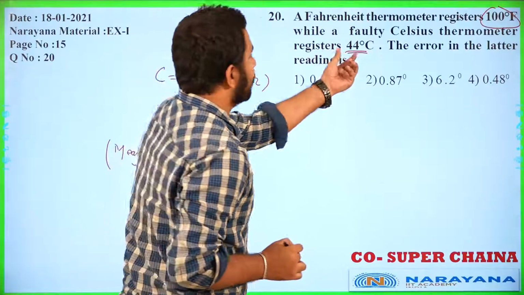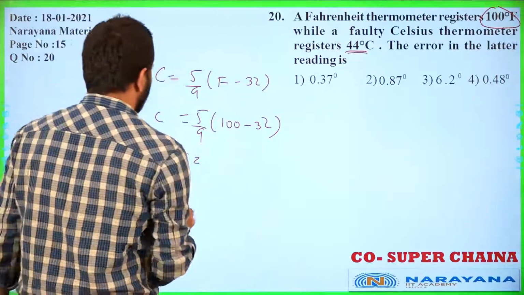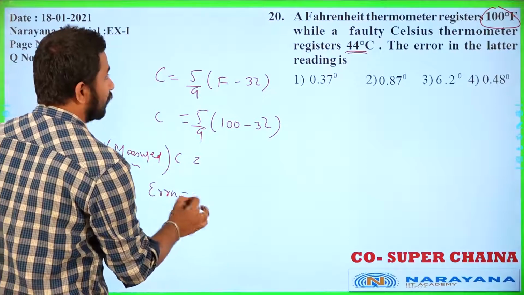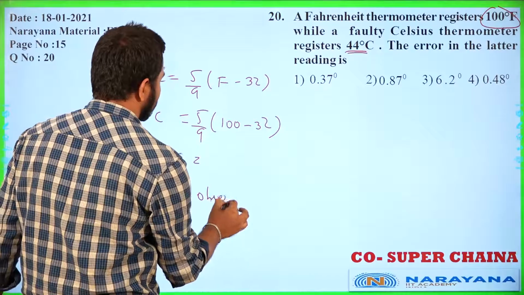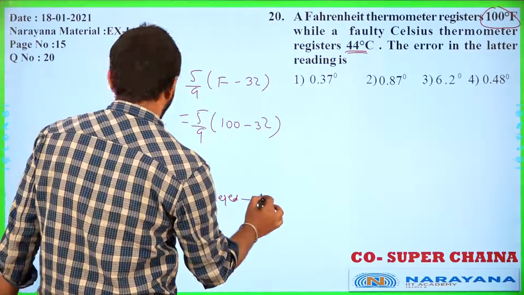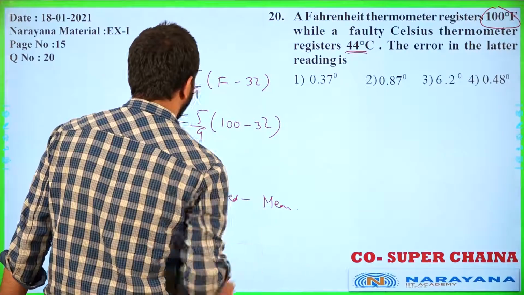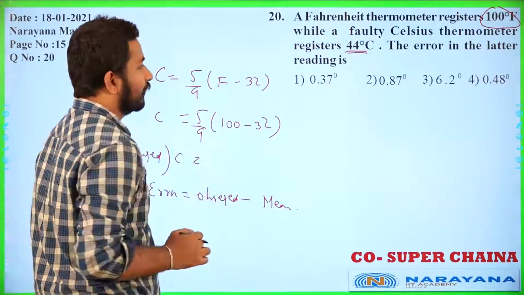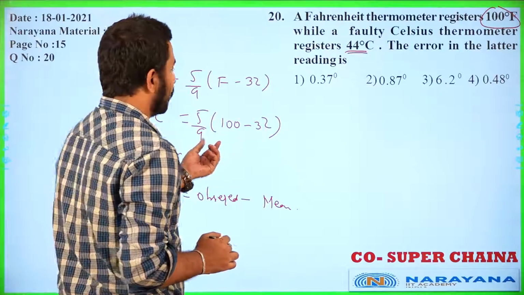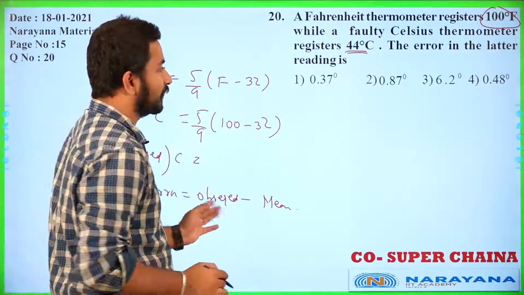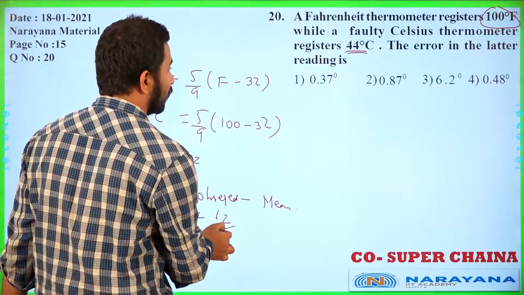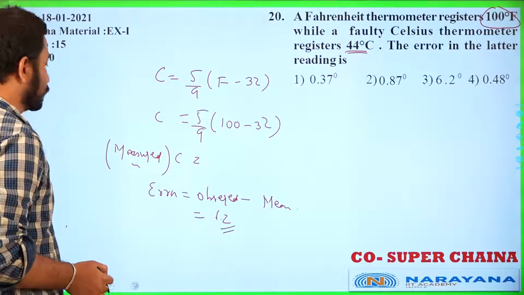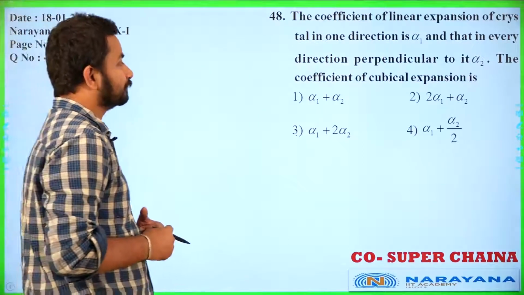And what was the observed value here? The observed value is 44. So what will be the error? Error will be observed minus measured value. If you simplify this, we are getting this value here. If you take the difference, we will get the answer as 6.2, and that will be the required answer for this question, student, right? So this is how you have to proceed. Let's move to the next one.